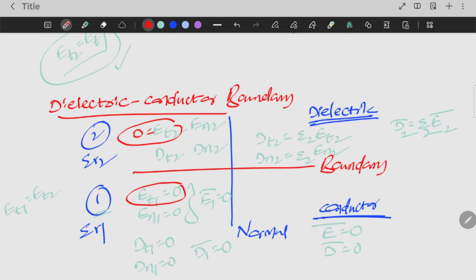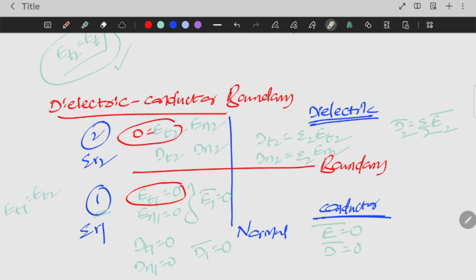So there is no tangential component available in the dielectric medium itself. In the conductor, there is no question of electric field. Here everything is 0. In the conductor, this E1 bar is 0 or D1 bar is 0. But when you have the boundary created by the dielectric and conducting medium, whenever ET1 is equal to 0, ET2 is also equal to 0.